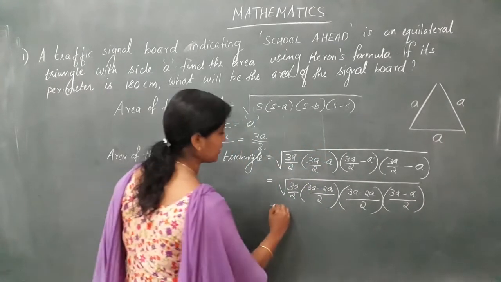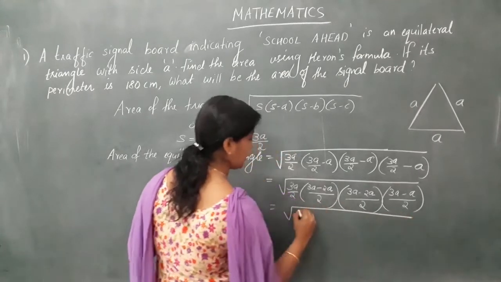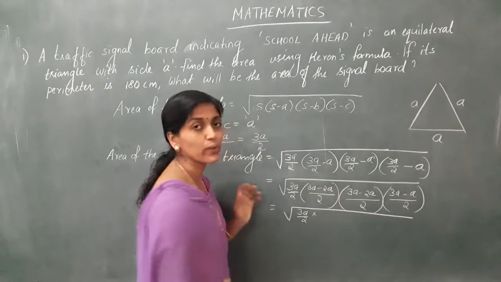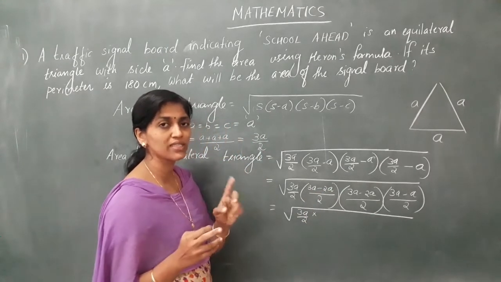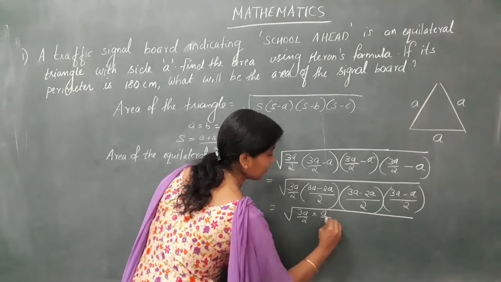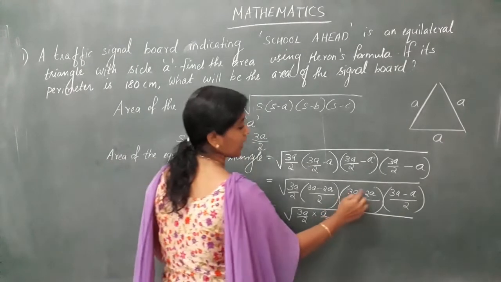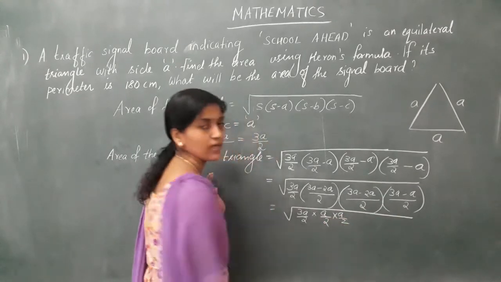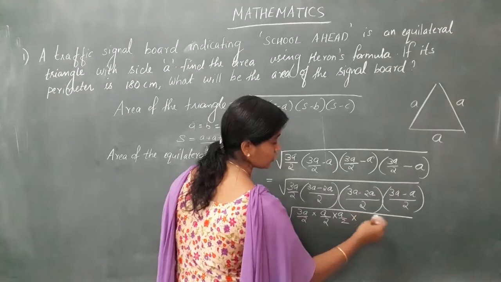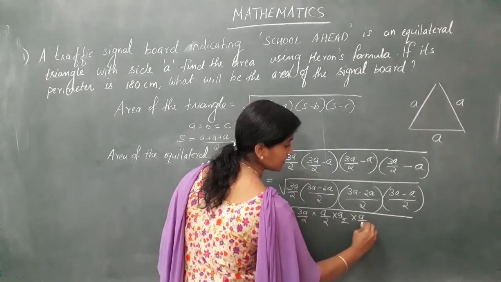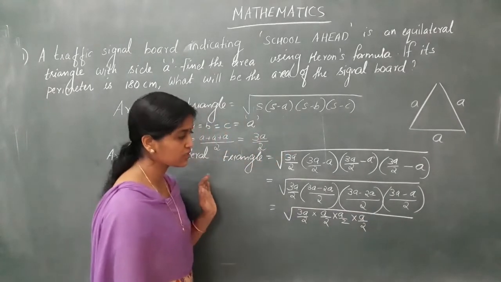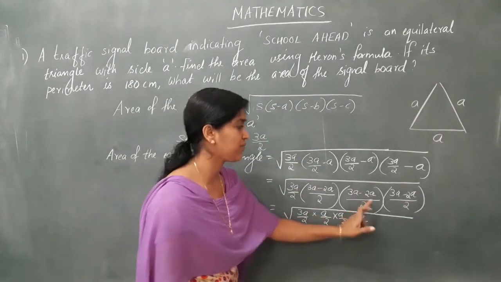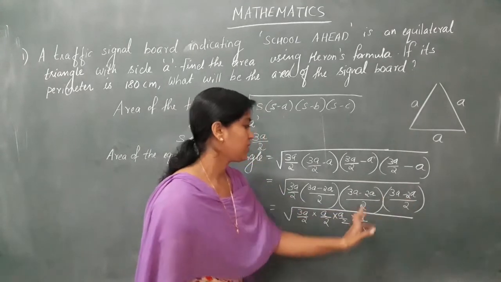Okay. Now we will get root of 3A by 2 into 3A minus 2A by 2. What is it? 3A minus 2A, it is 1A. That is A by 2. Again 3A minus 2A. What is it? It is 1A by 2. Again it is 3A minus 2A by 2. That is, sorry, it is 2A. 3A minus 2A by 2. LCM when we take again, you will get A by 2.